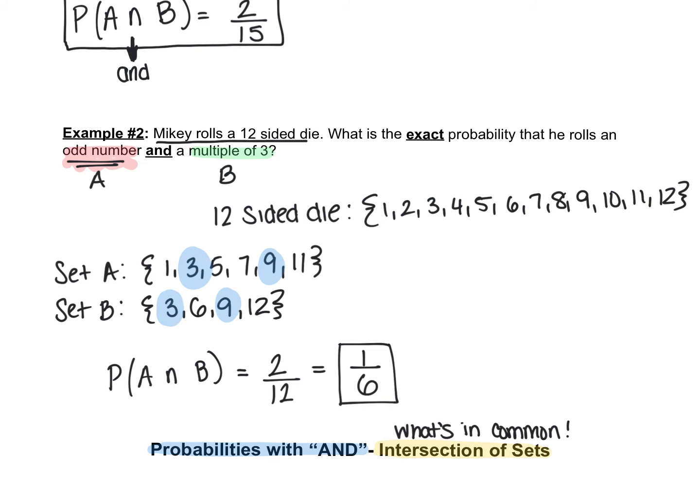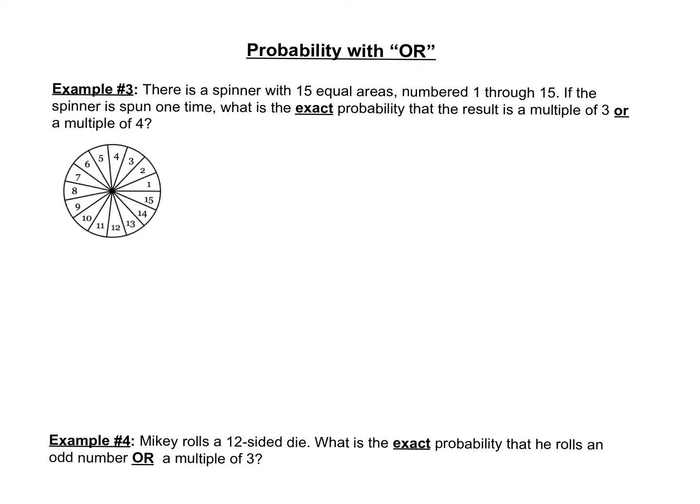All right, let's take a look at or now. So example number 3 says, same thing, we have a spinner. There is a spinner with 15 equal areas, 1 through 15. The spinner is spun 1 time. What is the exact probability that the result is a multiple of 3 or a multiple of 4?